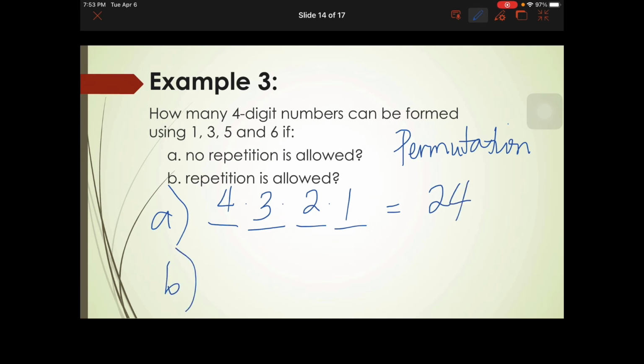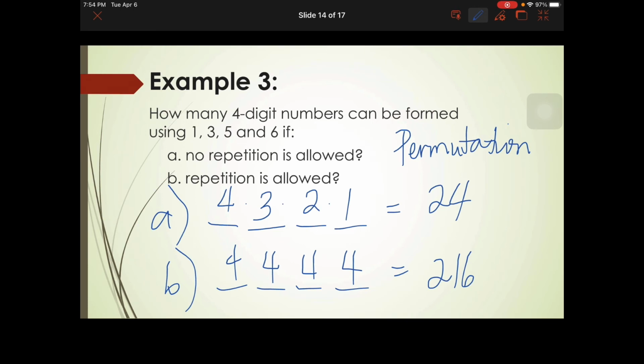Now, if repetition is allowed, ano na mangyayari dun sa ating solution? On the first slot, you're gonna have 4 choices. On the second slot, 4 choices pa rin kasi pwedeng maulit yung numbers. And then on the third, 4 pa rin. On the fourth, 4 pa rin. Kasi nga, pwedeng maulit ang numbers. So this is going to be 216. So from 24, nag-jump po tayo sa 216.